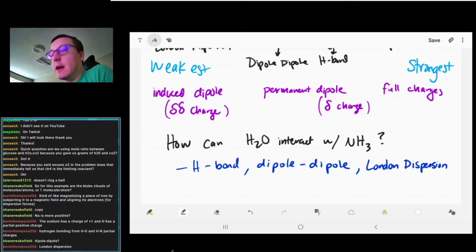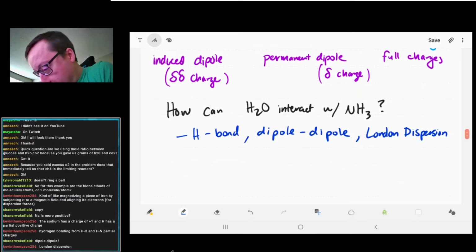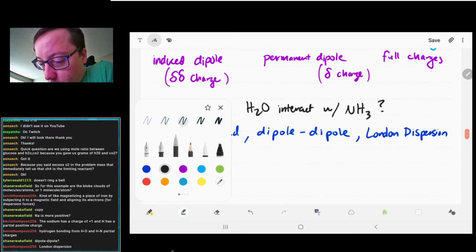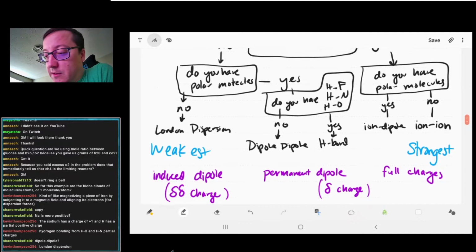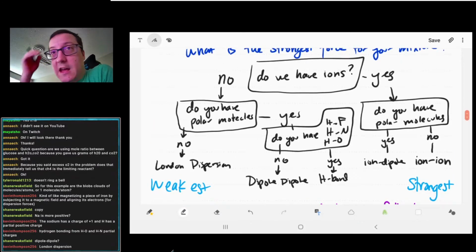Essentially, you just want to be able to identify what things can undergo. Everything can undergo London dispersion. Chances are I'm probably just going to ask you what's the strongest force that's going to happen between a set of molecules or atoms, and you're going to be able to follow this chart to figure that out.